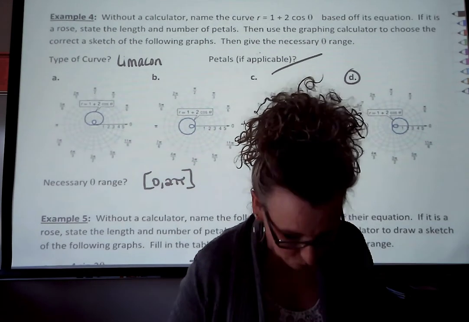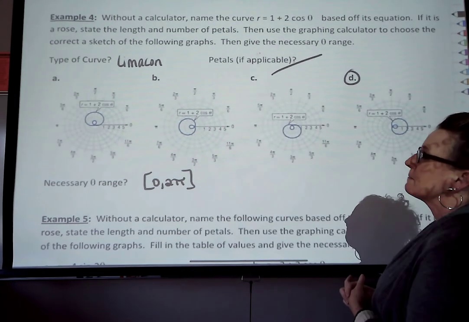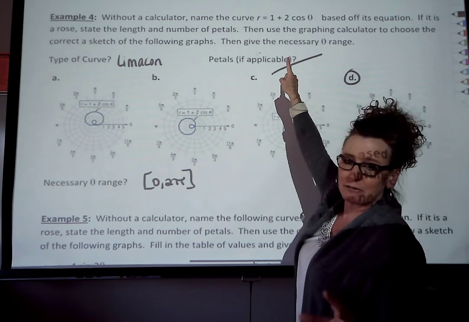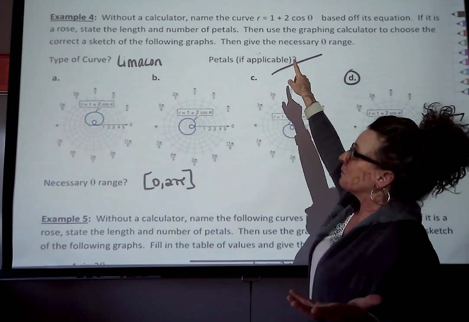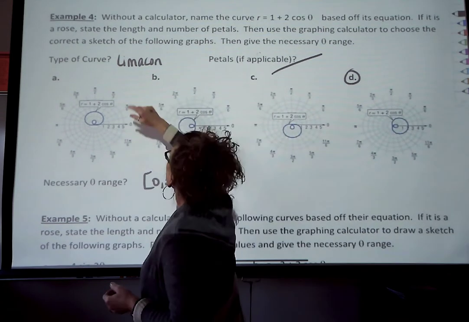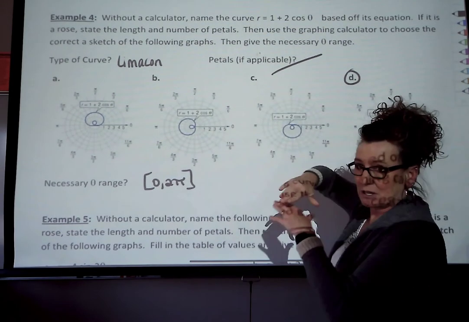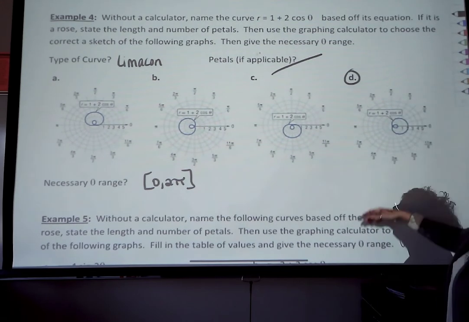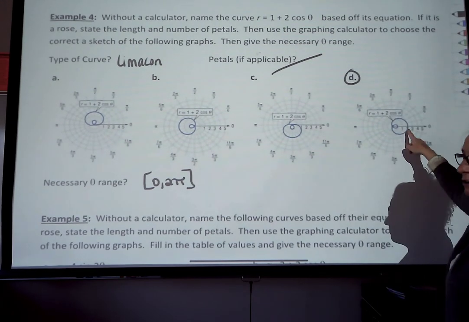Okay, we're about there. Hopefully you're getting the hang of it. Can you look at the equation up there? And yes, you may refer back to your notes. Can you identify what type of curve it is? It's a limaçon. A limaçon doesn't have petals, so that's not applicable. Graph it on your graphing calculator, see what it looks like. Match it with the correct picture.